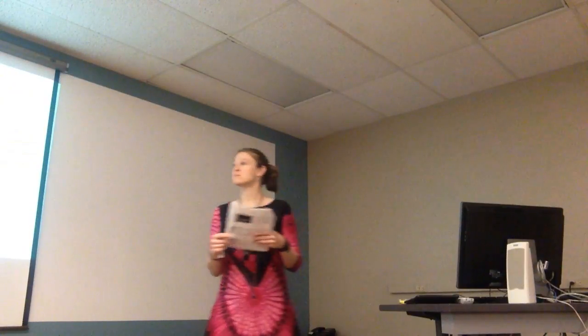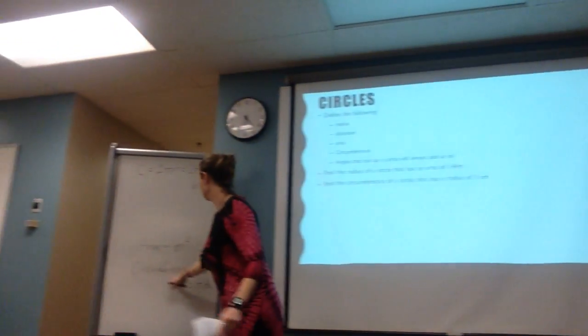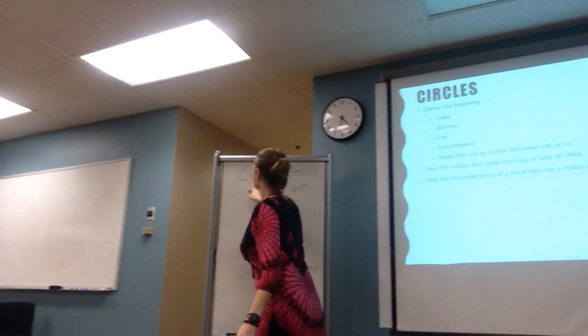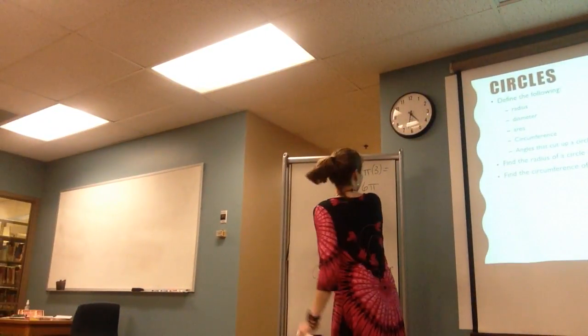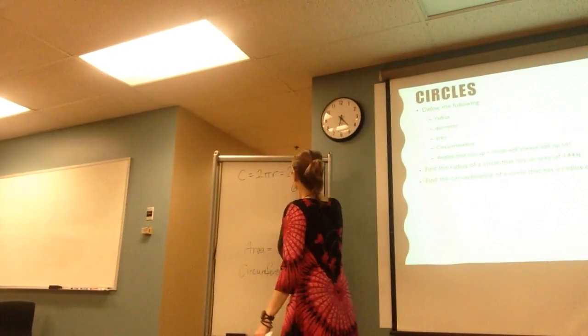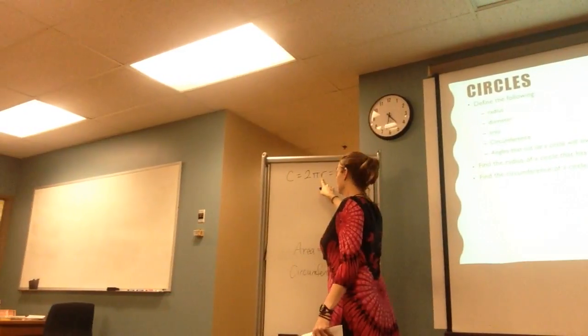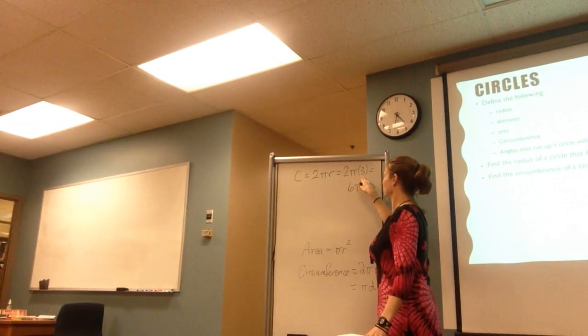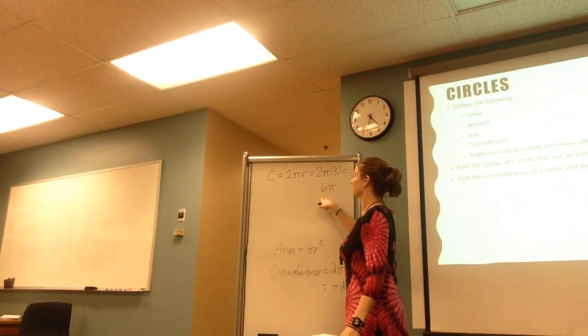How do you find that? So I know that the formula for circumference is 2 pi r. I know that the radius of my circle, which is r, is 3. So I just plug in the 3 for the r. It's 2 pi times 3. Multiply them together, I get 6 pi.